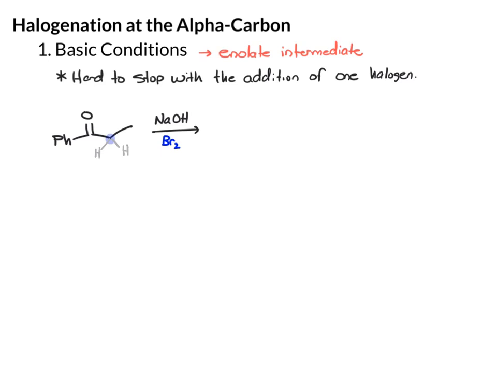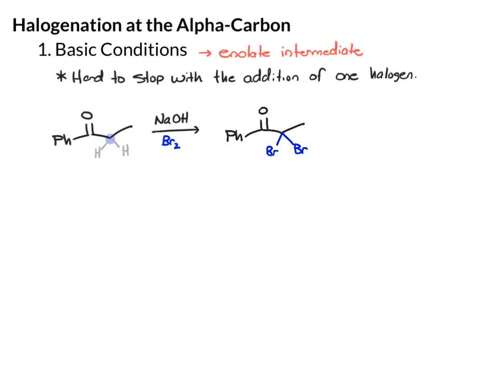And under these conditions, all of those alpha hydrogens get substituted by a bromine. So the product of this would be this dibromo compound. And as we look at the mechanism, we'll see why we get this polyhalogenation.